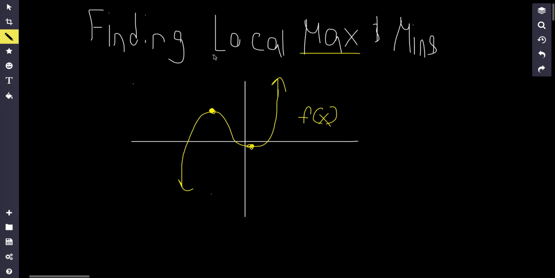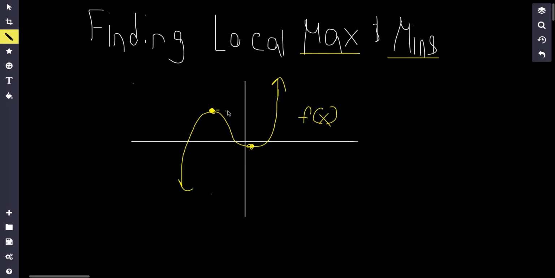In this video, we're going to be talking about how to find local maximum and local minimum points. So, first of all, let's talk about what a local maximum point is and what a local minimum point is. This is actually pretty straightforward. A local maximum point is just a point that, relative to the other points around it, is greater.